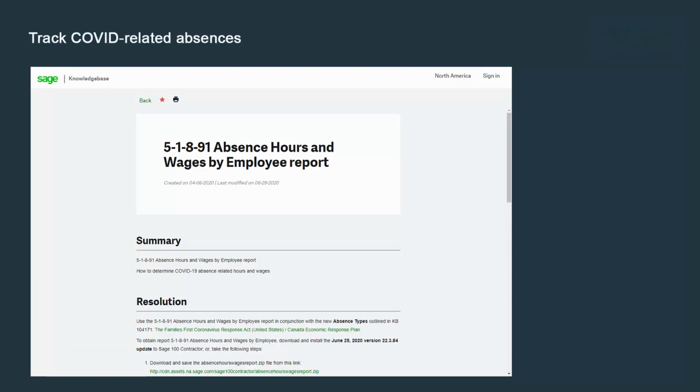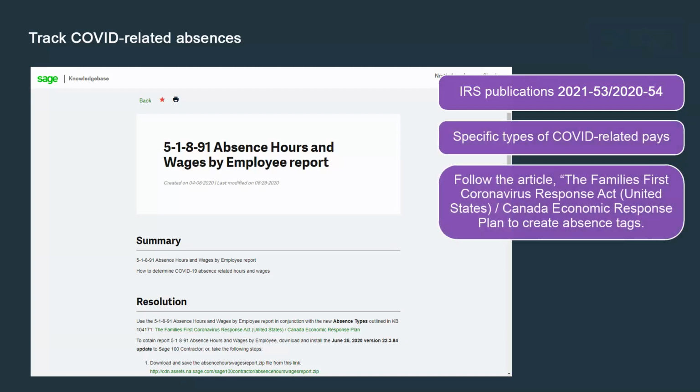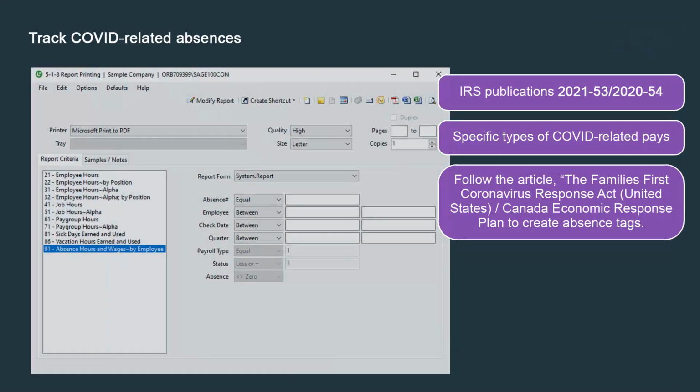In 2020, Sage presented a way to track payments for COVID-19 related pays. According to the IRS, starting in 2020, there are specific types of COVID pays to track and report on W-2s. If you entered a payroll record with the absence types recommended in the knowledge base article shown in the callout, the data is available to use to complete the W-2s accordingly.